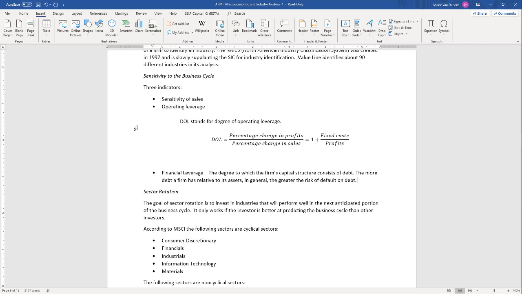It works the same way as that operating leverage. Those debt payments are generally fixed, and as a result, as they take on more debt, they have greater payments to make, and the greater risk that their cash flows aren't going to be sufficient to make up the payments for that debt. And so these are all things that increase sensitivity to the business cycle: the sensitivity overall of sales to the business cycle, the degree of operating leverage within the industry, and the degree of financial leverage within the industry make industries more or less sensitive to the business cycle.